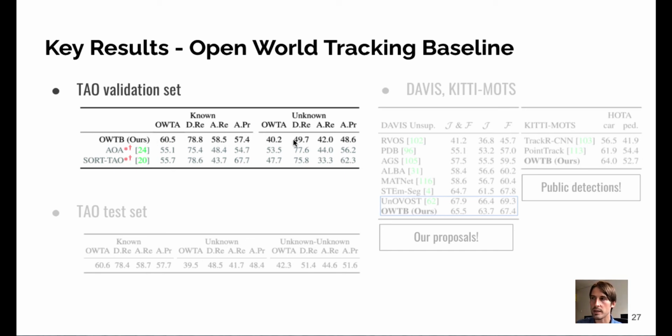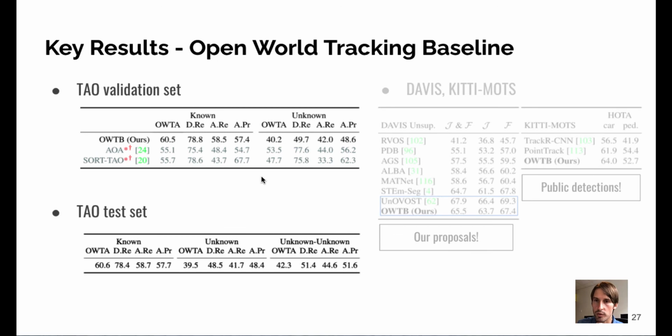Of course, as expected, we fall behind for unknown objects, because both Oracle methods have been trained to both detect and track these unknown objects, and our baseline was not. And this also nicely highlights the challenges and the gap that we still have for open world tracking.